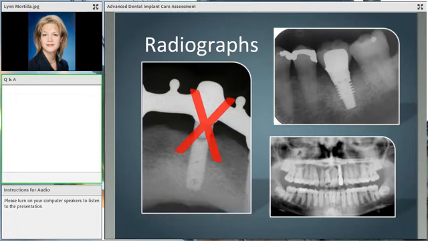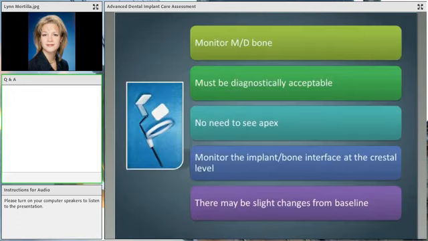If we look at radiographs, those are also very important for our assessment phases. We want to make sure that we're getting diagnostically acceptable radiographs, that we are seeing the threads of the implant if they're threaded implants. While a panoramic x-ray is great to give us some information, it doesn't help us look at that crestal bone, and that's really what we need to see. Okay, we don't need to see the apex. We're looking at that crestal bone interface.